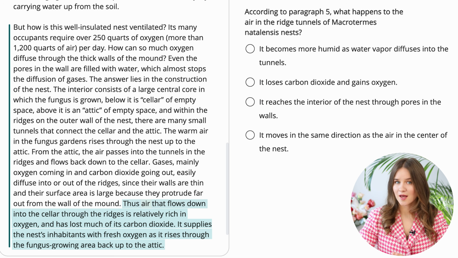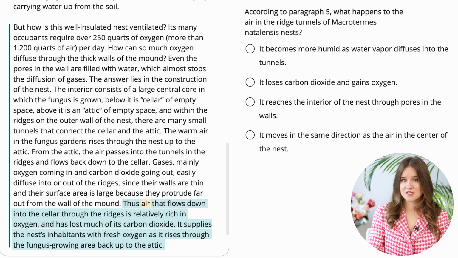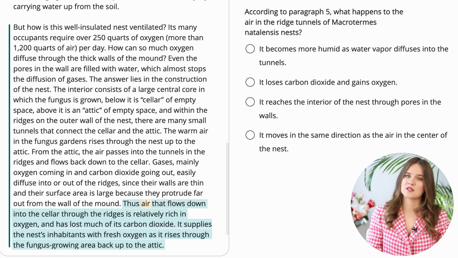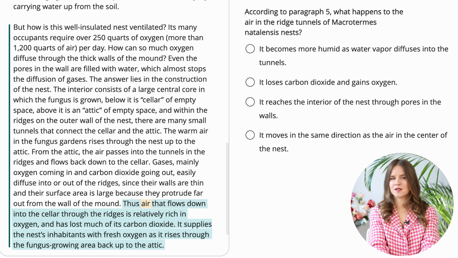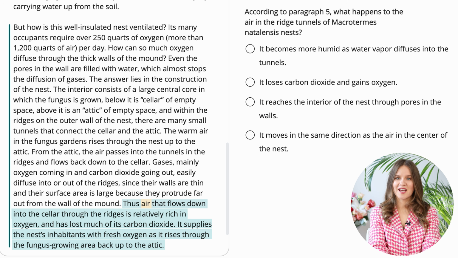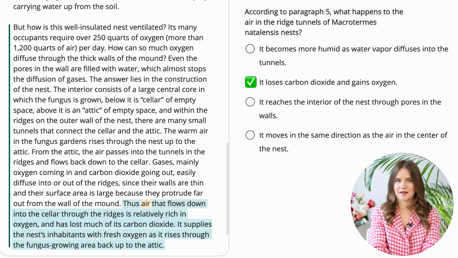I spot the keyword air in the first of those sentences. It says, "Thus, air that flows down into the cellar through the ridges is relatively rich in oxygen and has lost much of its carbon dioxide." What does that mean? The air gains oxygen and loses carbon dioxide. That matches answer 2 exactly. It loses carbon dioxide and gains oxygen. Another one done. Nice work. Let's move on to the next question.